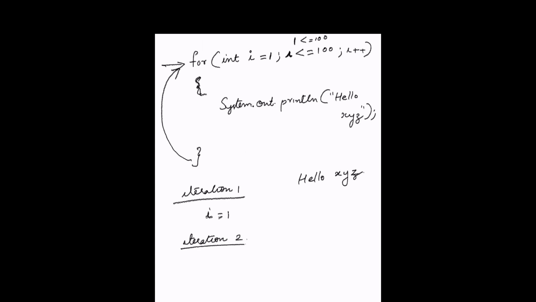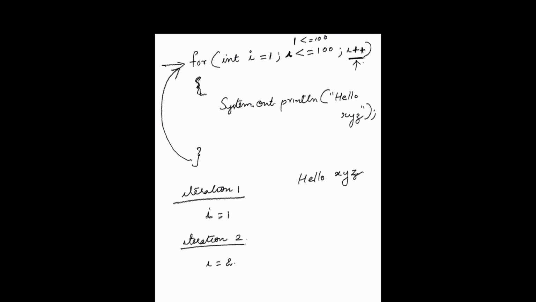In the second iteration, how is it incrementing? You have told that the value of i should be incremented by 1. You have clearly mentioned here, i should be incremented by 1. So in the next iteration, the value of i will become 2, because that's what you have instructed. You said increment by 1, so it will be incremented by 1. So in the second iteration, the value of i will become 2.